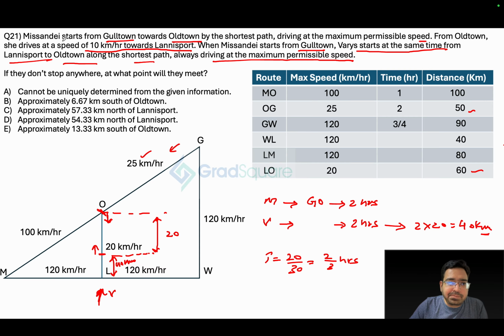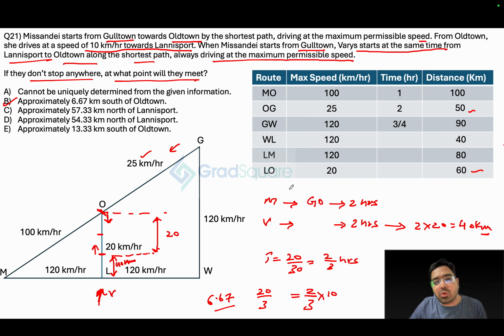What are they asking you? If they don't stop anywhere, at what point will they meet? Let's look at that particular point. Relative to the point O, sorry, it will be 2/3 hour of travel with a speed of 10 kilometers per hour. That means 20 by 3 kilometers from the point O moving southwards, which is 6.67 kilometers, which is present in the option choice, approximately 6.67 kilometers south of the point O. So the answer to this question will be option B.